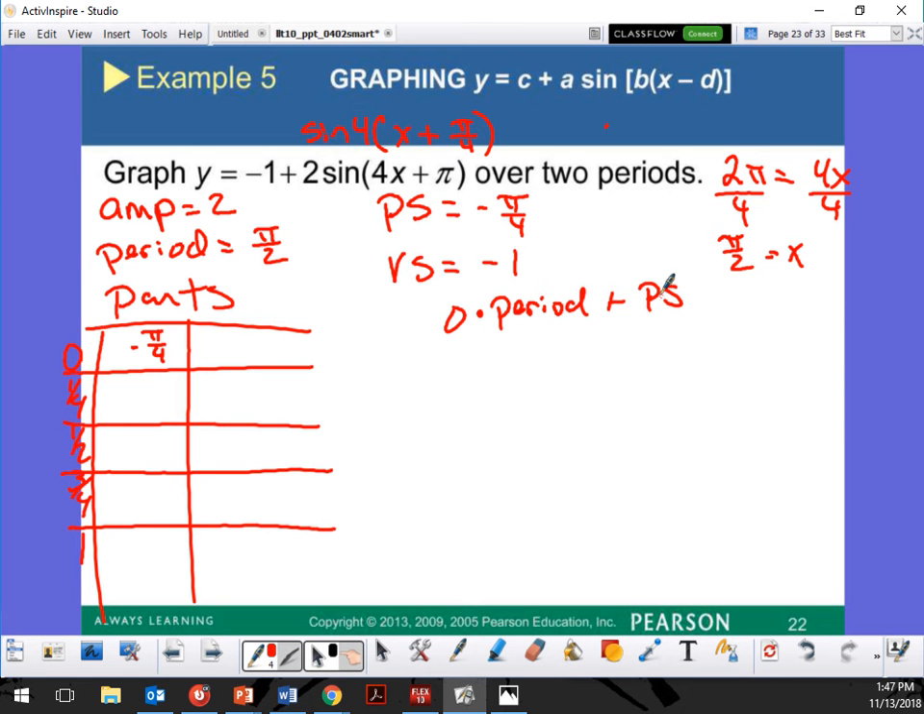So the next one's going to be quarter times period, and we can put that in the calculator. Period, which is pi over 2, and minus pi over 4, because it's plus a negative number, so I can just say minus. So negative pi over 8. This is actually a positive pi over 8, and minus a pi over 4 is going to give me a negative pi over 8.